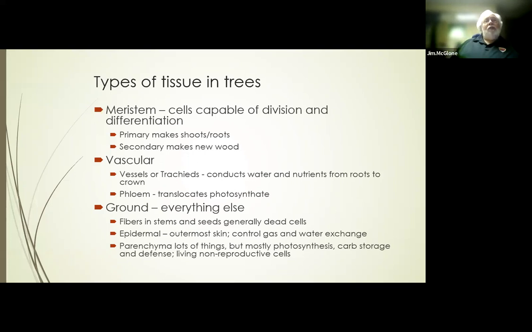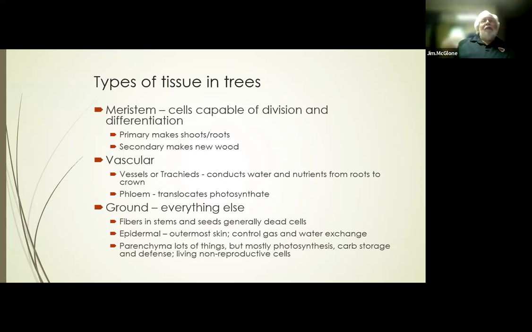There's epidermal tissue. This is the outermost skin. It includes the bark, but it's not restricted to the bark. And this controls gas and water exchange. So some of these epidermal cells are still living. For example, the guard cells around the stomata in the leaves are living cells.